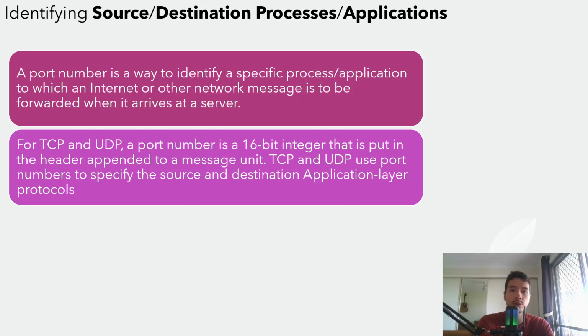Identifying source and destination processes and applications. A port number is a way to identify a specific process or application to which an internet or other network message is to be forwarded when it arrives at a server. For TCP and UDP, a port number is a 16-bit integer that is put in the header appended to the message unit. TCP and UDP use port numbers to specify the source and destination application layer protocols.